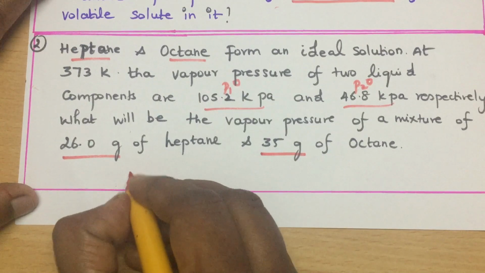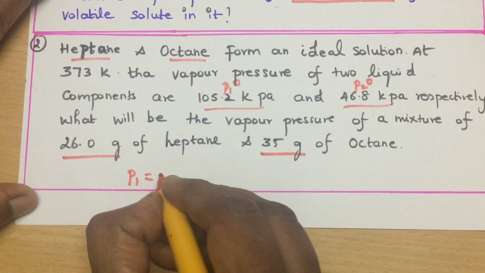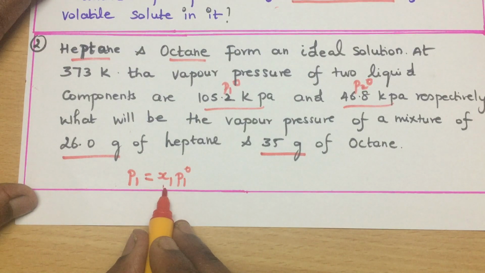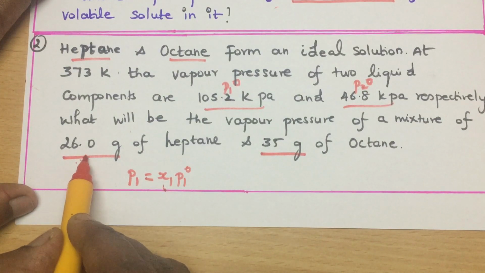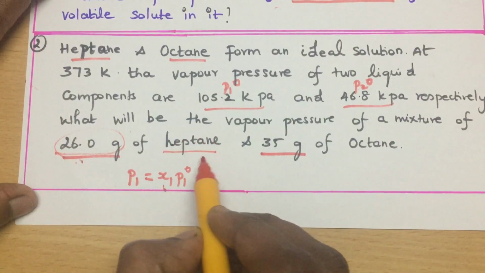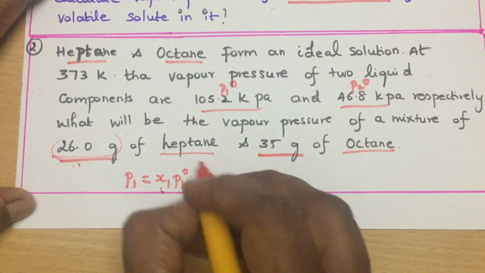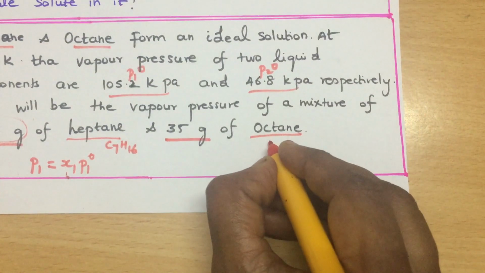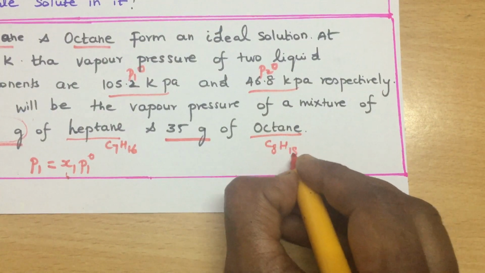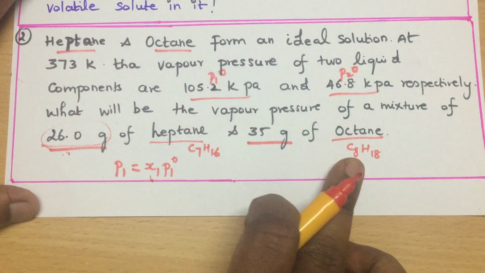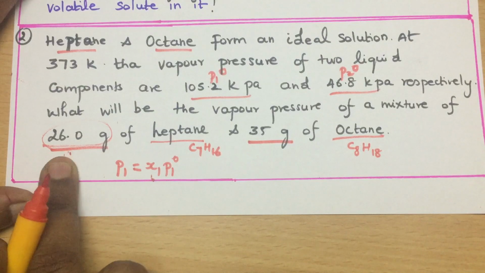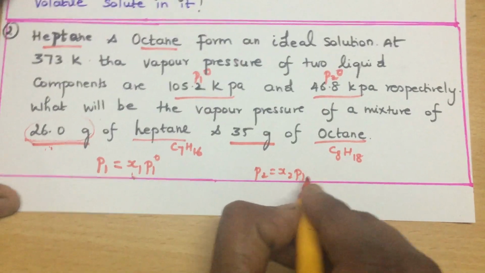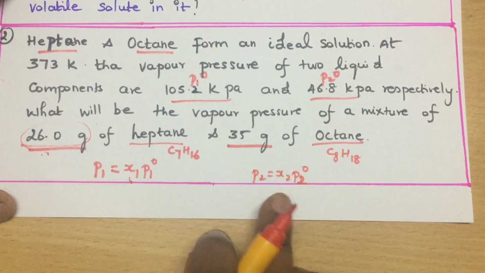So I will give you just one clue. P1 will be equal to x1 into P1 naught. So find out x1, you can find out x1. For 26 grams, find out moles, write the molecular weight. This will be C7H16 and this will be C8H18. Find the molecular weight, find the moles, and then find the mole fraction. Similarly, P2 is equal to x2 P2 naught. Okay, so these are the clues.